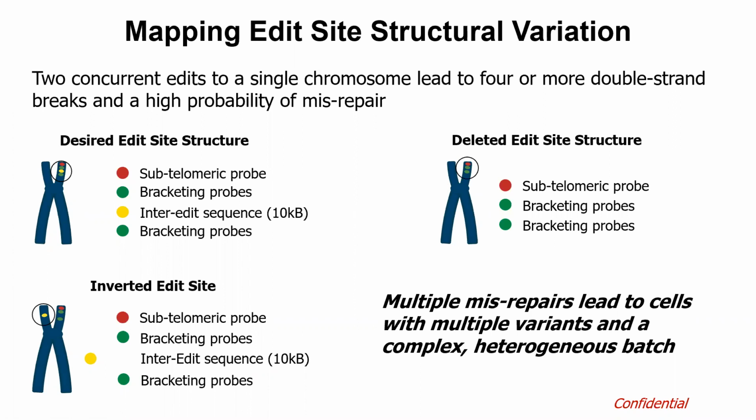This first example is a targeted study of a double edit within a known hotspot gene. We designed an assay consisting of a subtelomeric probe, on-target bracketing probes on either side of the 2 edits, and a targeted probe for the 10 kilobase pair region between the edit sites.